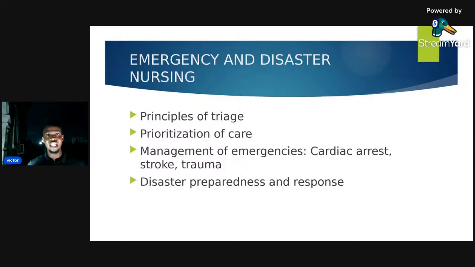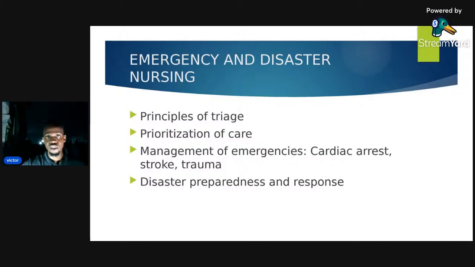So that is all about triage. Triage just means sorting out patients based on order of priority, how they need care. And the other one is prioritization of care. I've said it earlier: how you prioritize care, who you should answer first. Is this someone with a respiratory problem or a breathing problem? You should know that you have to prioritize a breathing or respiratory problem before bleeding.